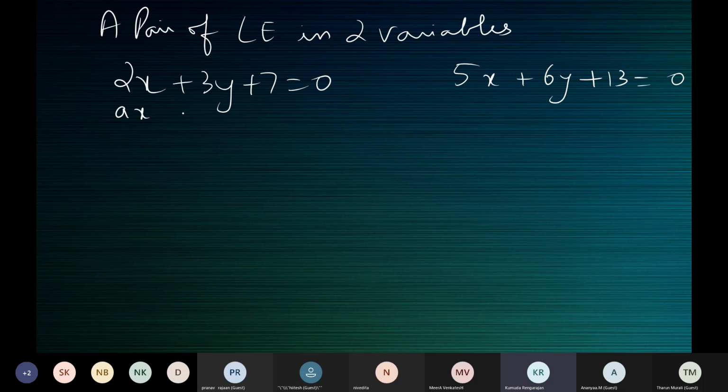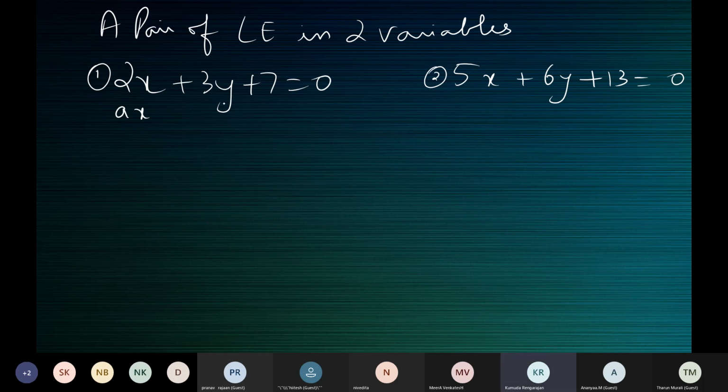Class, please respond. Yes, ma'am. Okay, one minute. This is one linear equation in two variables x and y. This one is another linear equation in two variables x and y, correct? We can see two examples. That is, we can see a pair of linear equations in two variables x and y.